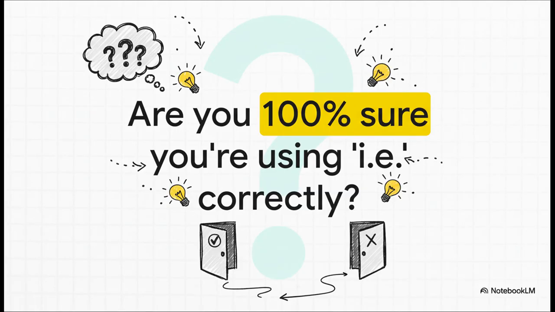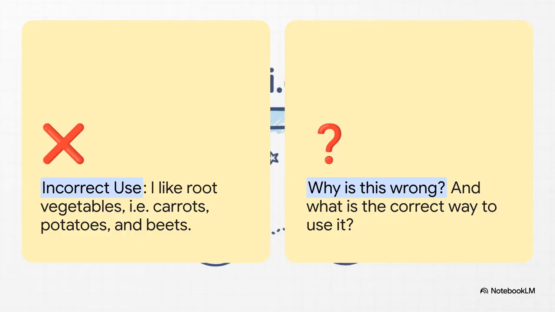So let me ask you, and be honest, are you 100% sure you're using I.E. correctly every single time you type it out? If there's even a tiny bit of hesitation in your answer, well, you're in exactly the right place. Okay, take a look at this sentence right here. This is a mistake you see all the time. And hey, I'm willing to bet you might have even made it yourself at some point. But why is it wrong? Like, what's the actual problem? And what's the right way to fix it?